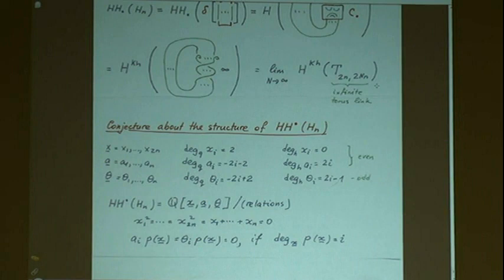So this refers to this quarter. And this, I think that what you get from this for the braid should match what Marco Stosic did for torus links.